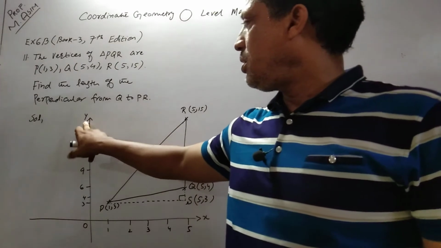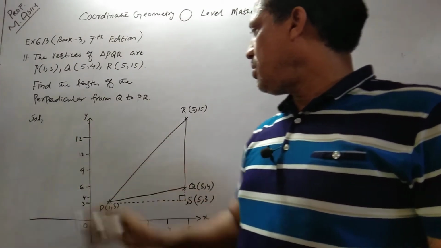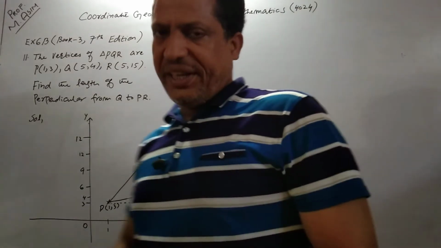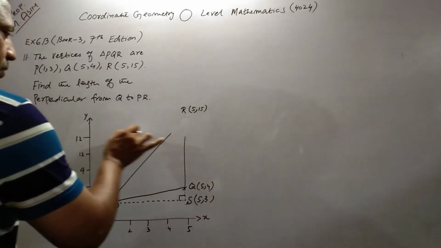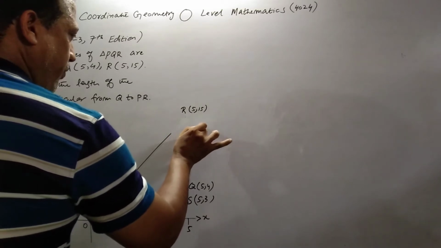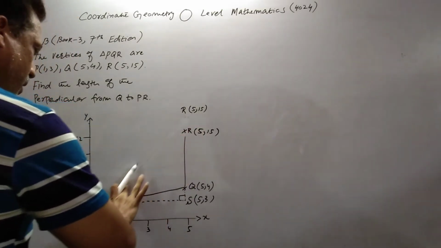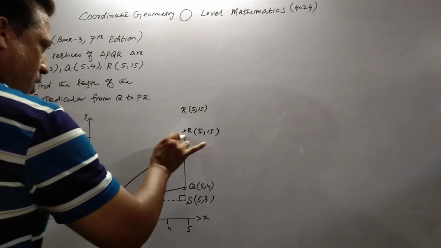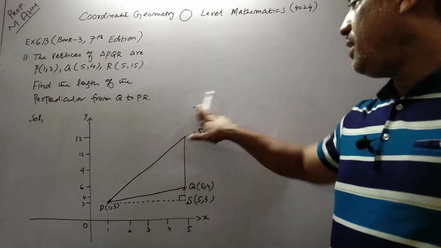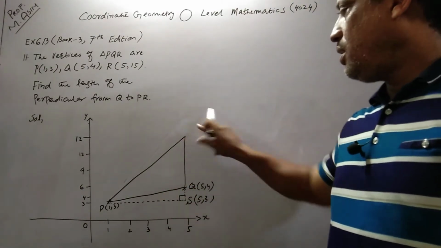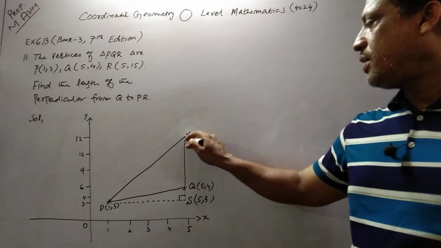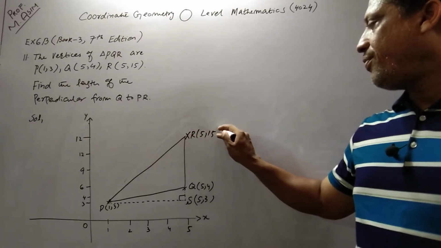If this one is 15, and wait, this is 12, so this is our R, (5, 15), and join this line. So this is our point R. Students, this triangle is not drawn to scale, right? Accuracy is not required. This is R, (5, 15).